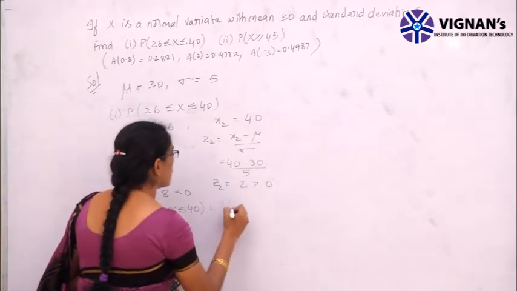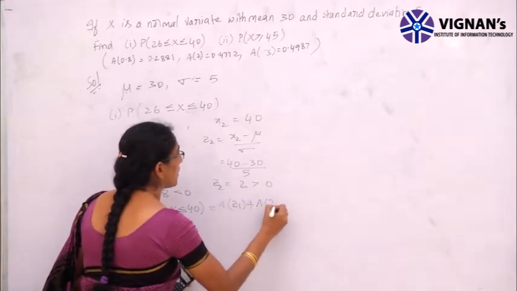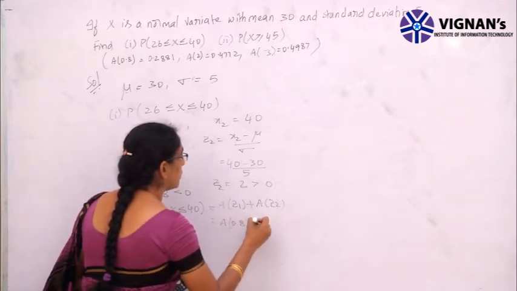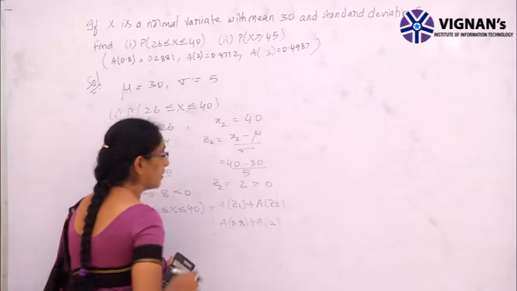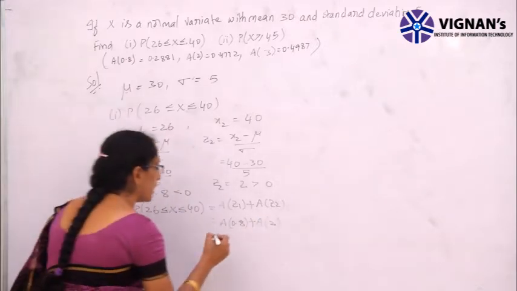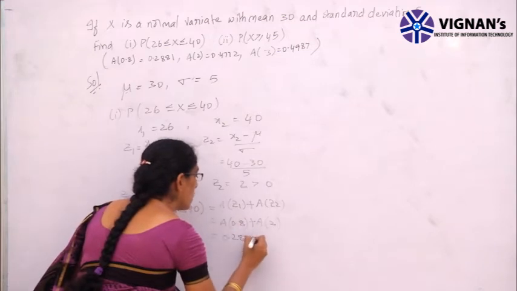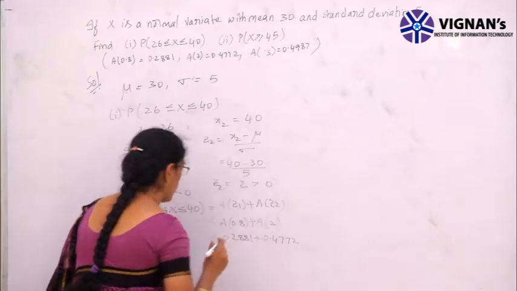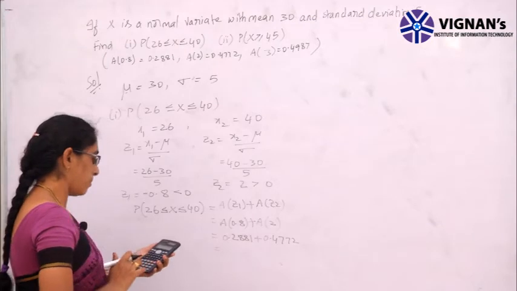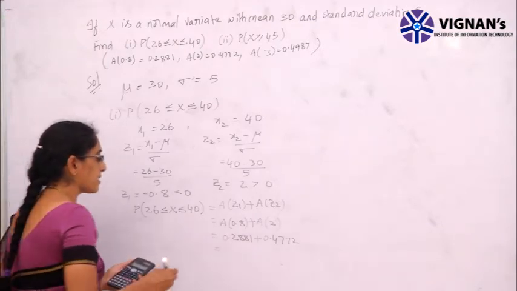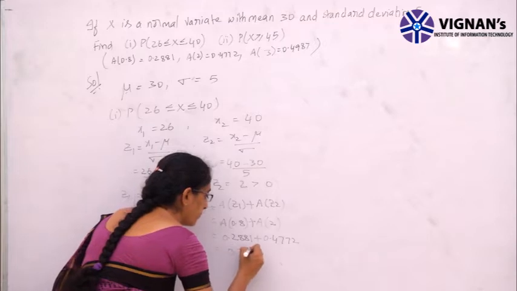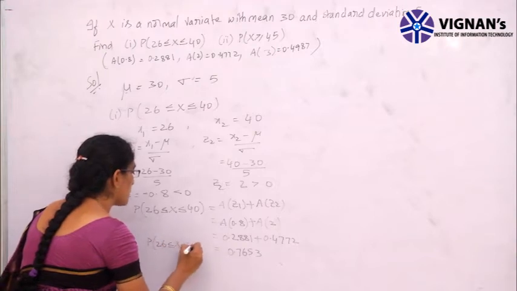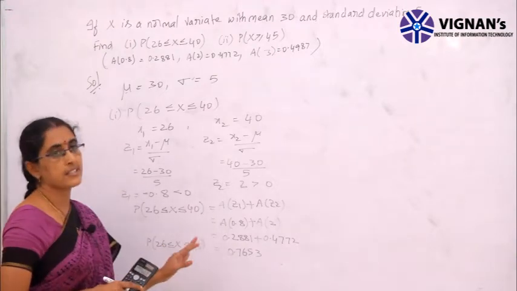So we have the formula A of z1 plus A of z2. That means the area value of 0.8 plus the area value of 2. The area value of 0.8 is 0.2881 and the area value of 2 is 0.4772 here. If you add these two, 0.2881 plus 0.4772, it is 0.7653. So the probability that 26 is less than or equal to x less than or equal to 40 is 0.7653 here.